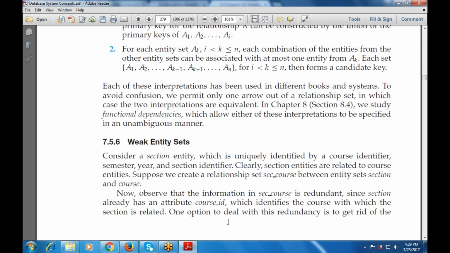Now, consider a section. Okay, just wait for 5 minutes, read it out and okay. Now next one is the weak entity set. So till now any doubts?